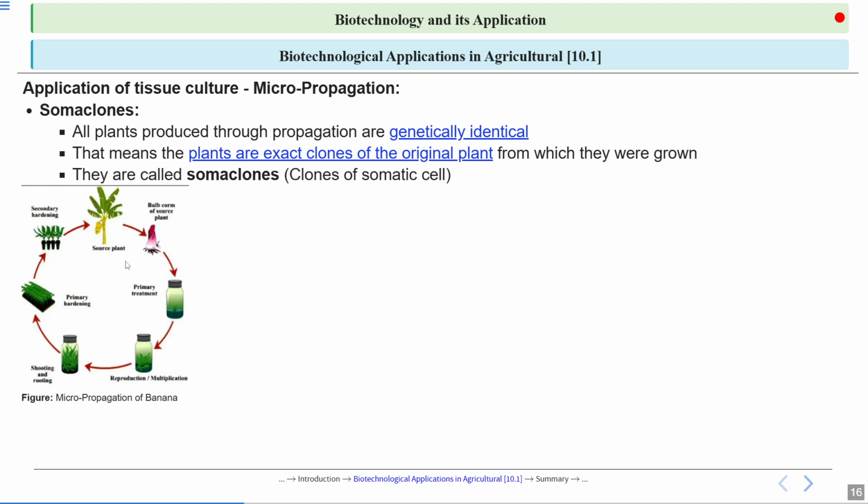So in short, you have to understand that through this micropropagation, whatever number of plants are produced, they are genetically identical to their parent plant, and that's why they are called soma clones. Soma means they are clones of somatic cells. They are not from germinal cells, they are from somatic cells. That's why they are called soma clones.